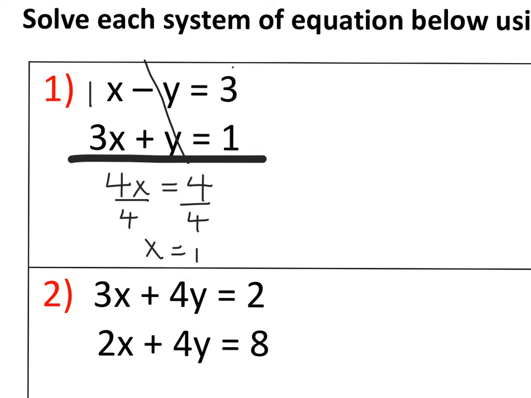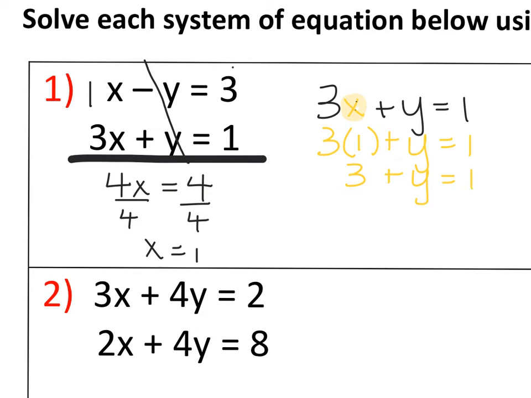I'm not done there, though. I need to find the y value. So I'm going to take one of the original equations. I'm going to take the bottom one. It doesn't matter if you take the bottom or the top. And instead of the x, I'm going to plug in 1. So I'm going to do 3 times 1 plus y equals 1. 3 times 1 is 3. And then to solve, I subtract 3 from both sides, and y equals -2.